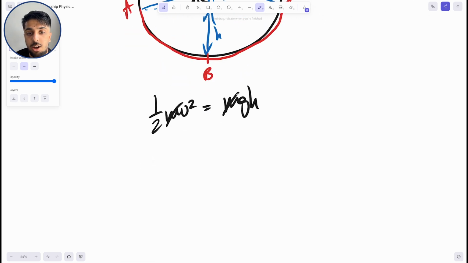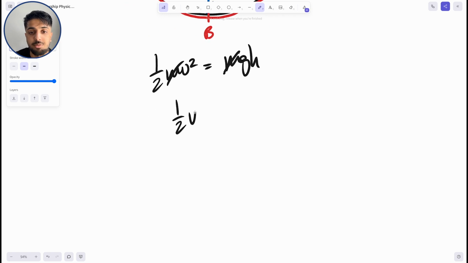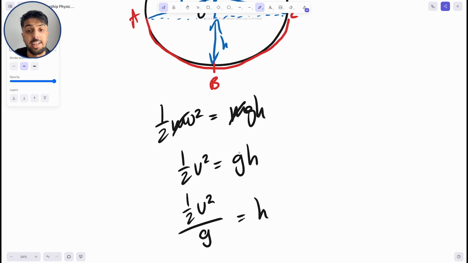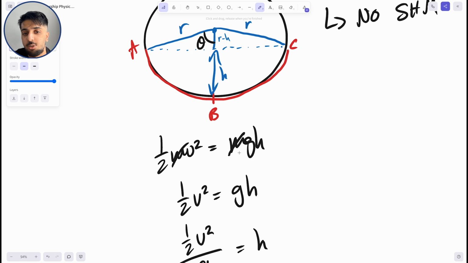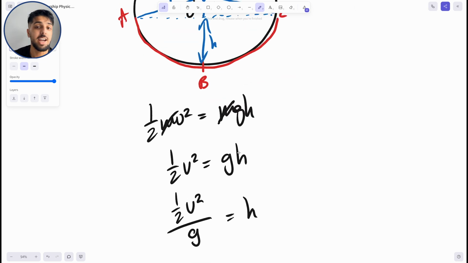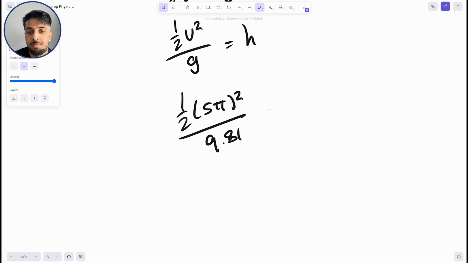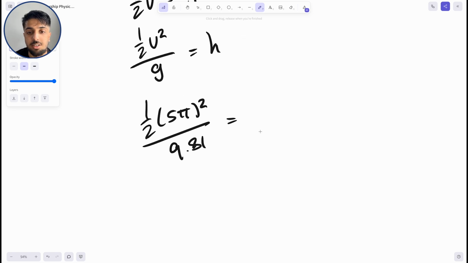Again, we can cancel out our masses, and we get half v squared is equal to our gh, and therefore our half v squared all over our g is equal to our height. Again, our velocity at point B is our Vmax as it's moving the fastest. And as we saw before, our Vmax is 5 pi. So we can make that substitution. And we know our g is just 9.81, right? And that gives us a height of 12.58 meters.